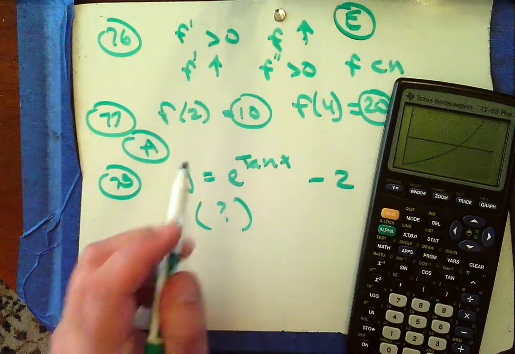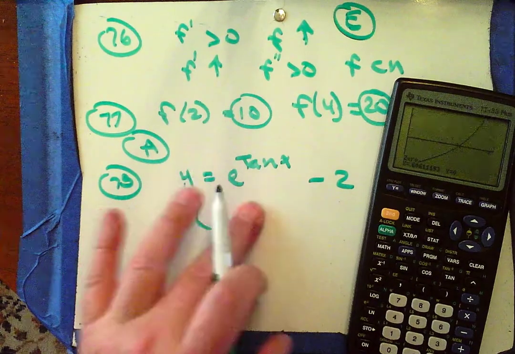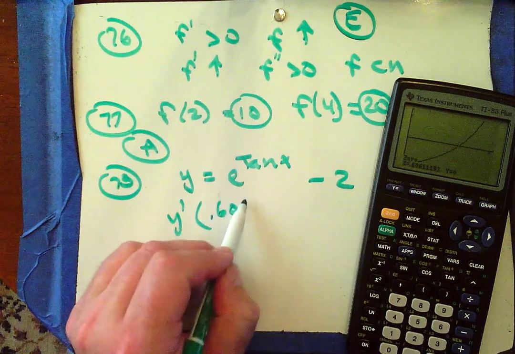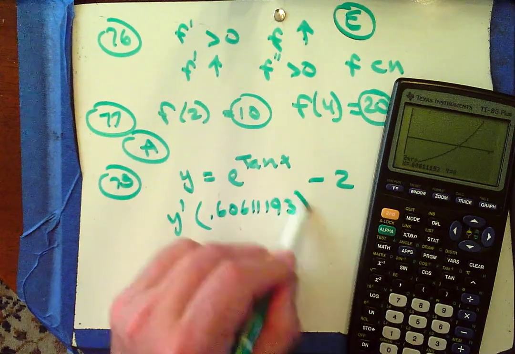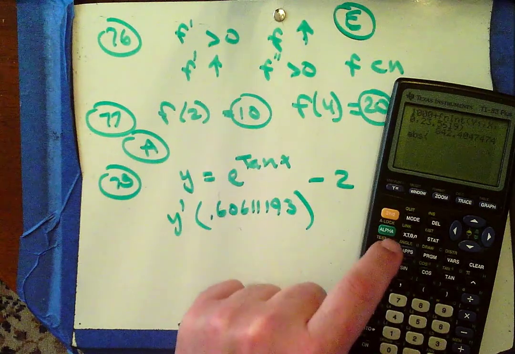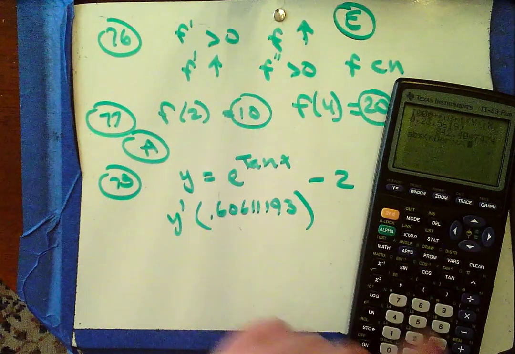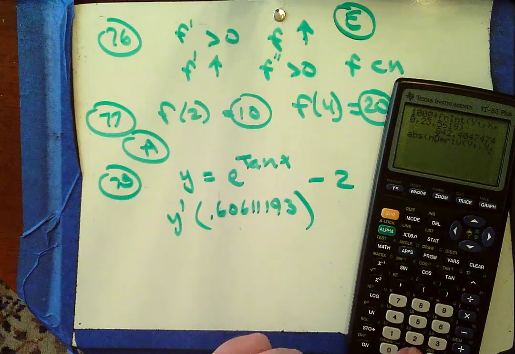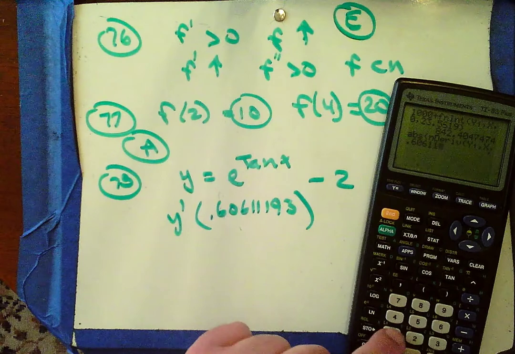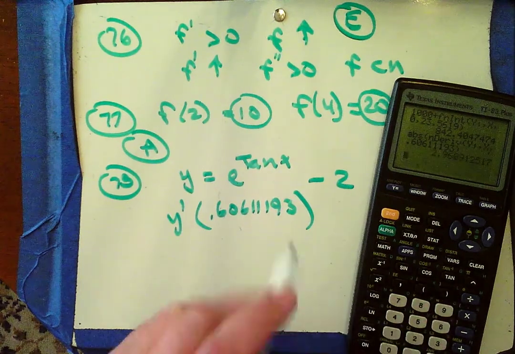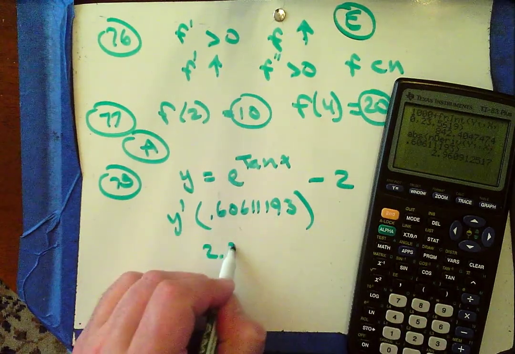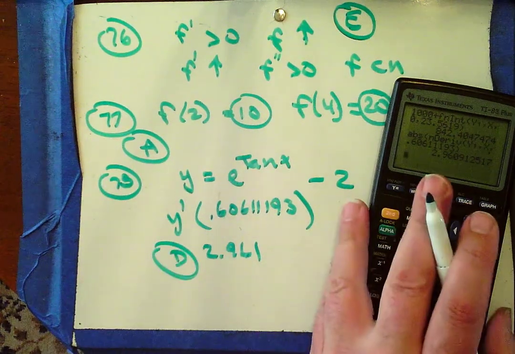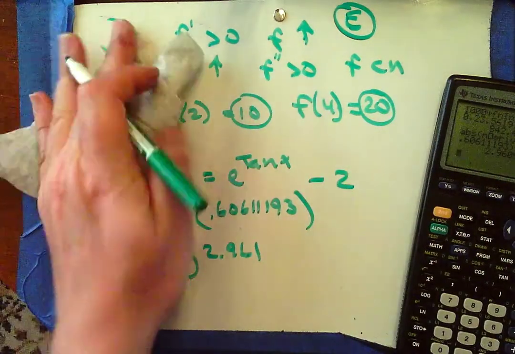Enter, enter. And so I want to know the derivative at 0.6061193. Okay, so second quit, math and deriv, y1, comma x, comma 0.6061193. And I get 2.961. 2.961 is choice D. D for number 78.